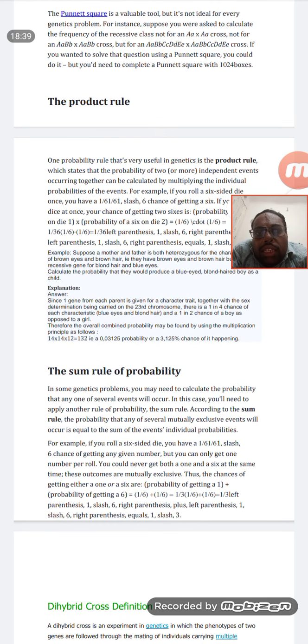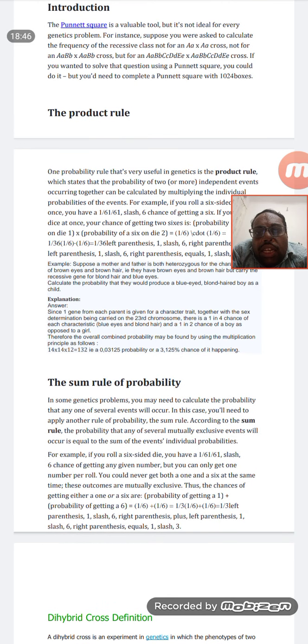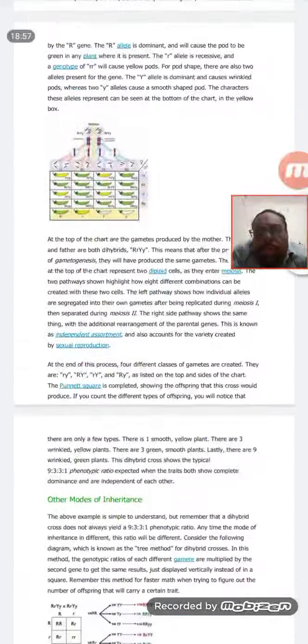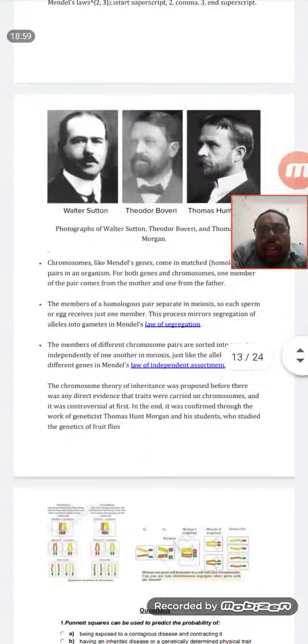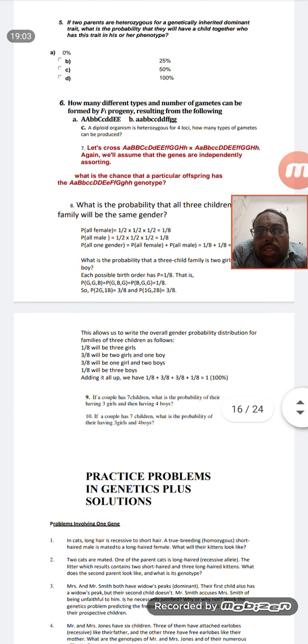So the answer you can see, we have something to do, then you will understand more. Since one gene from each parent is given for the character trait, together with the sex determination carried by the 23rd pair, these are the data. Okay, we will move on. This you may not understand very clearly, so we will move to the next question.